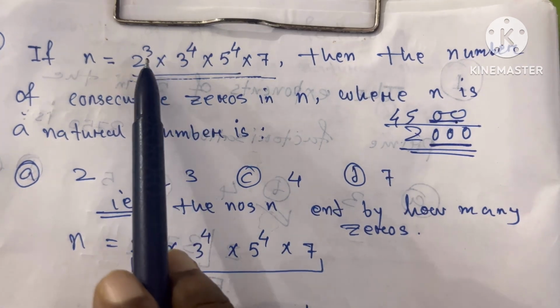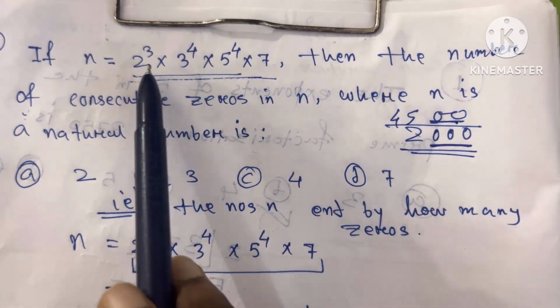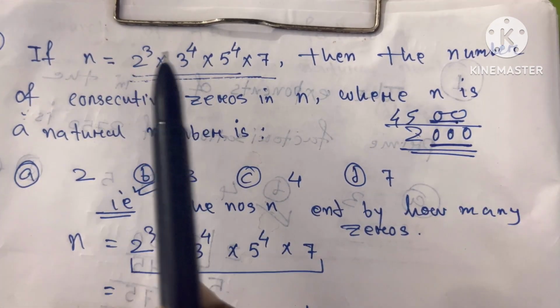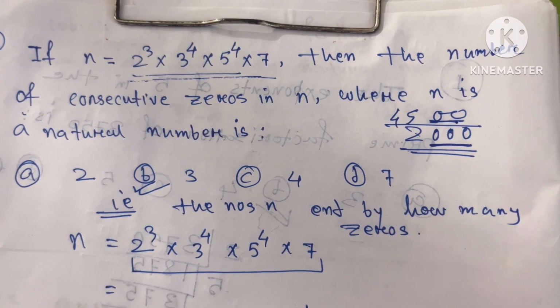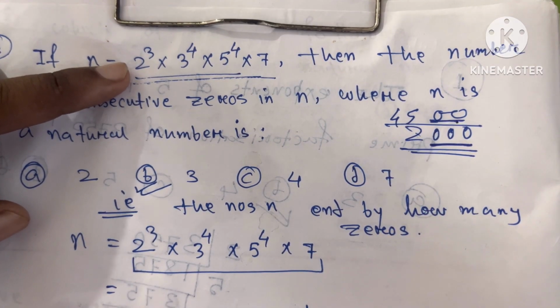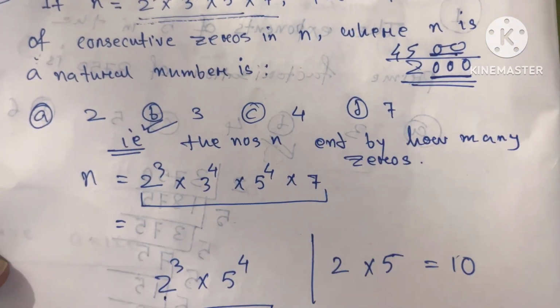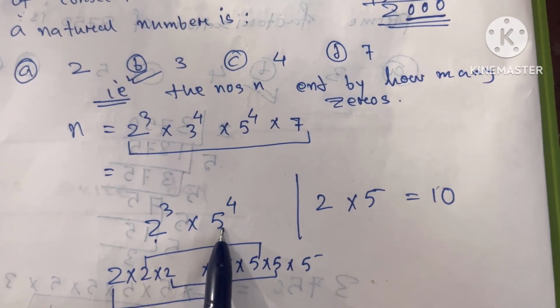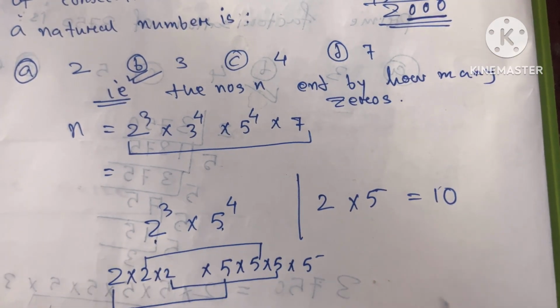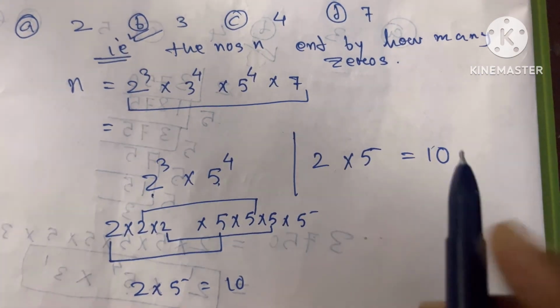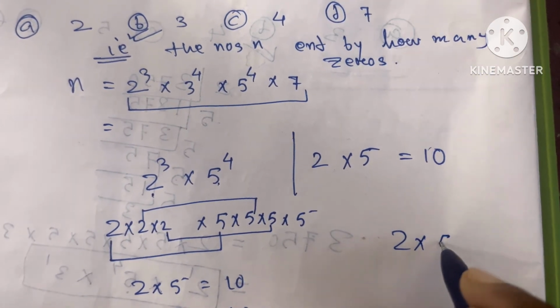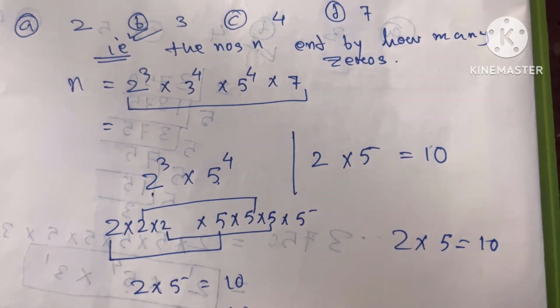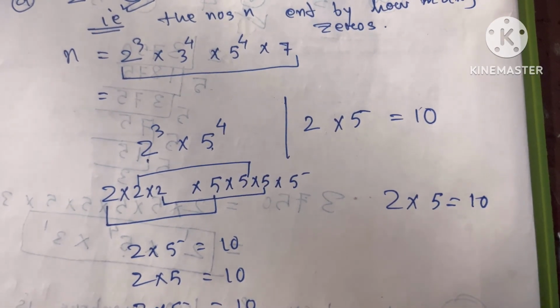You will take the exponents of 2 and 5. So here, how many 2's are there? 2 to the power 3, yes or no? And how many 5's are here? 5 to the power 4. Why am I taking 2 and 5? Because if you multiply 2 and 5, you always get 10. If you multiply other factors, then 10 will not come.